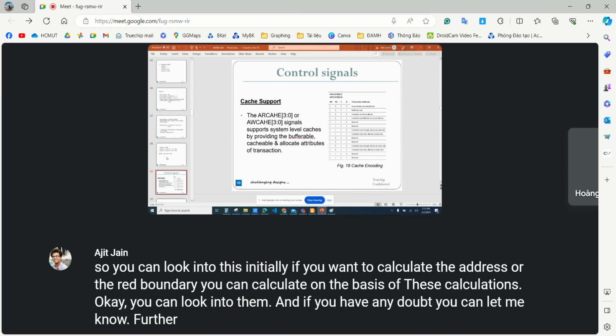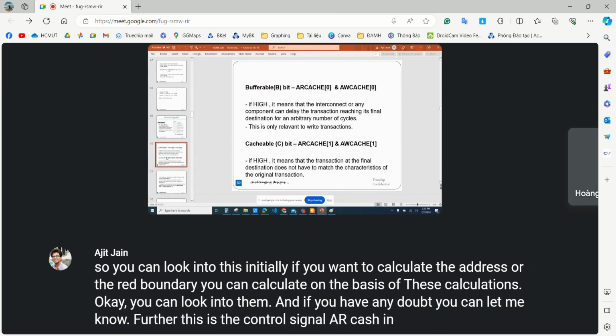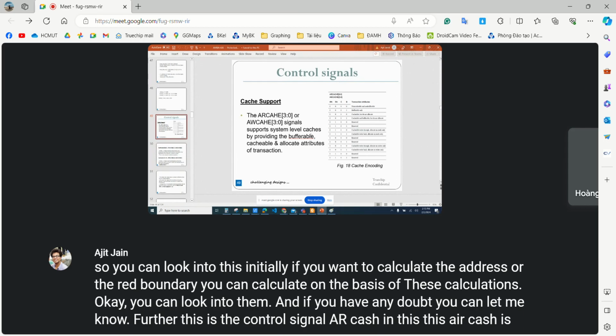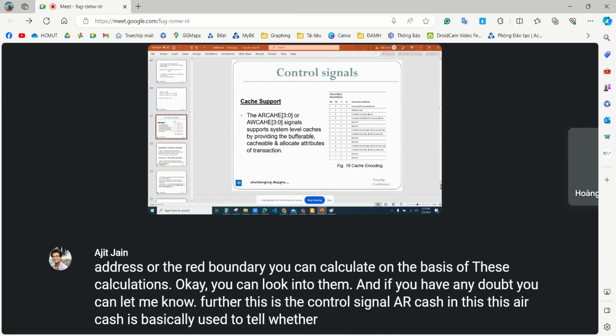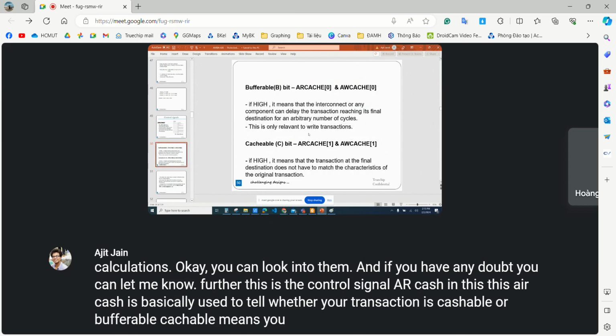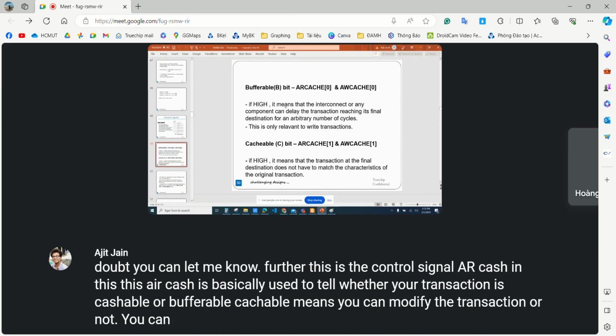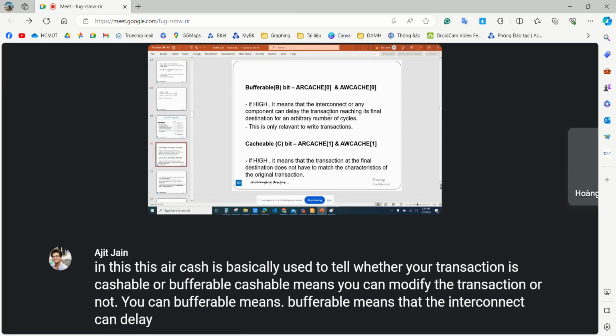Further, this is the control signal AR cache. This AR cache is basically used to tell whether your transaction is cacheable or bufferable. Cacheable means whether you can modify the transaction or not. Bufferable means that the interconnect can delay the transaction to its final destination.